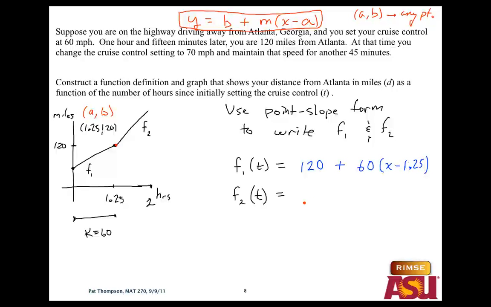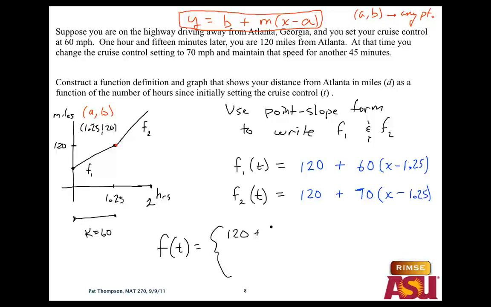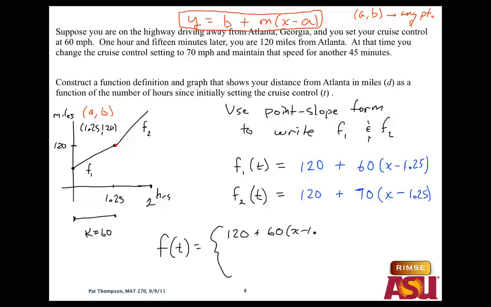Okay, so we got that. And then what about F2? Right, so we can still use that same point plus now 70 times. So we're putting this all together as one function, f of t equals, and this is how we write it piecewise, 120 plus 60 times x minus 1.25.